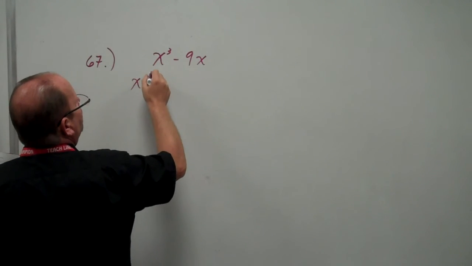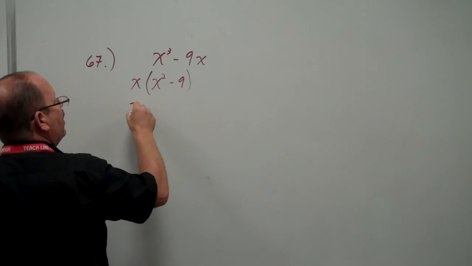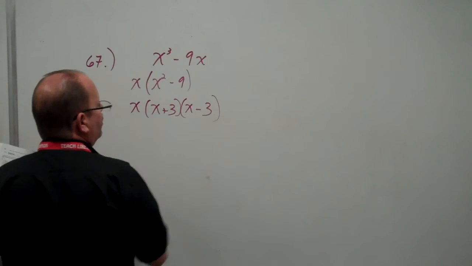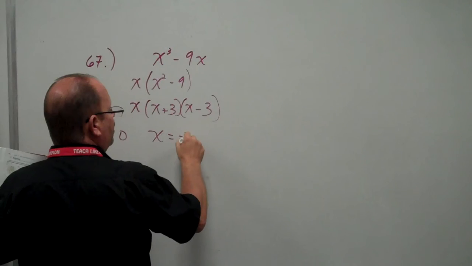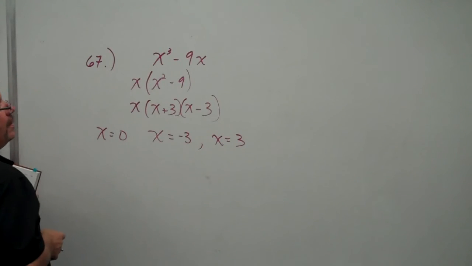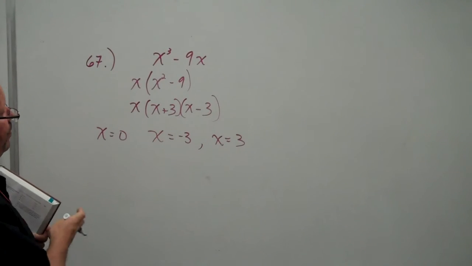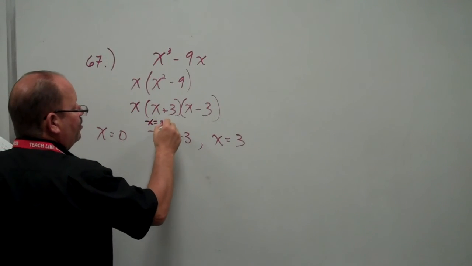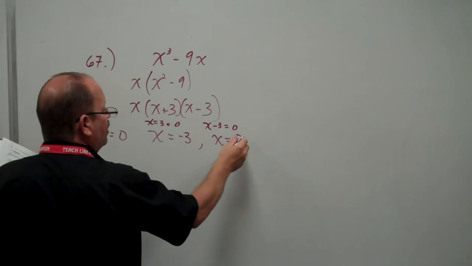X times x squared minus 9, which is a difference of two squares. So x plus 3, x minus 3. So I have a 0 at x equals 0, another one at x equals negative 3, another one at x equals positive 3. Yes, I said each one equal to 0. Nothing has changed from the last 400 times that we've done this together. Okay, x equals 0. X plus 3 equals 0, and solve it. X minus 3 equals 0, and then we solve it. And so we have all these.